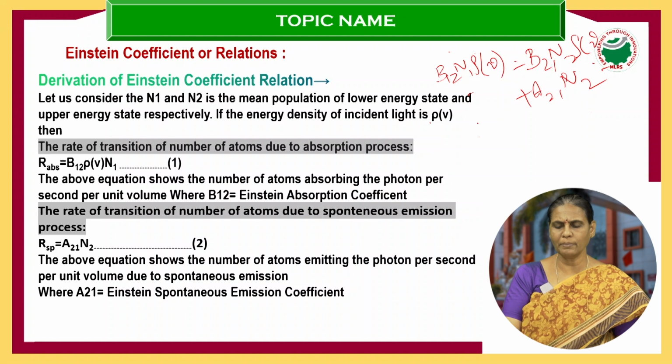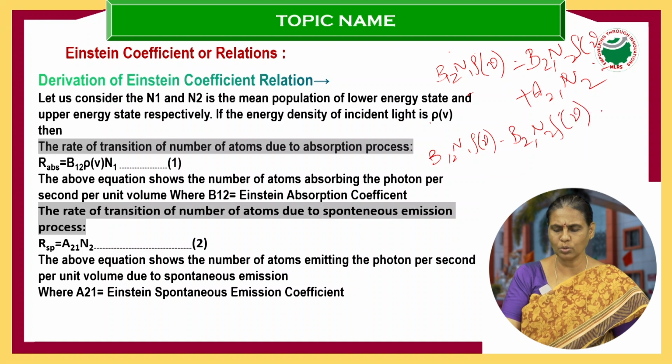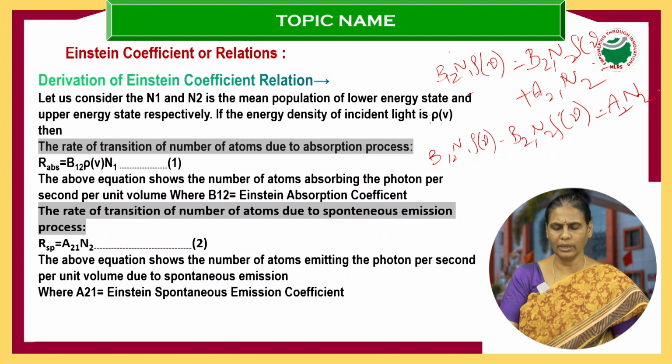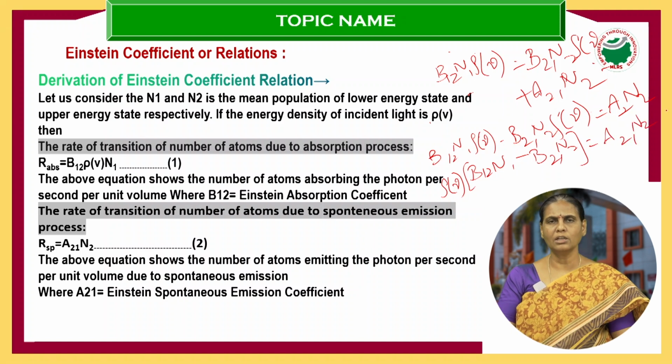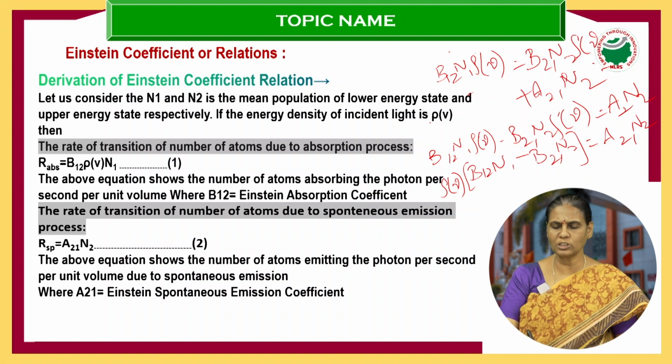So for that sake, I am bringing this term to this side. B12 N1 rho of nu minus B21 N2 rho of nu is equal to A21 N2. Now take out rho of nu common from this equation. Then you will get rho of nu times B12 N1 minus B21 N2, which is equal to A21 N2.